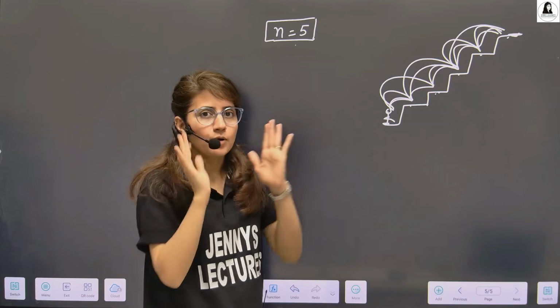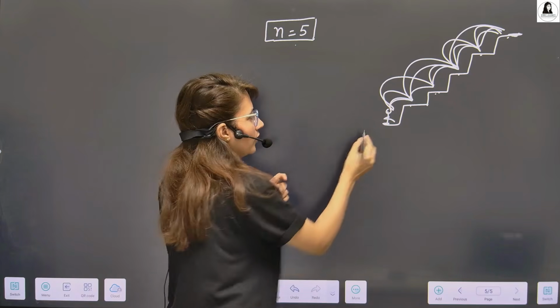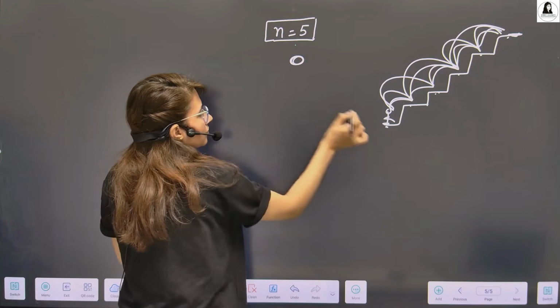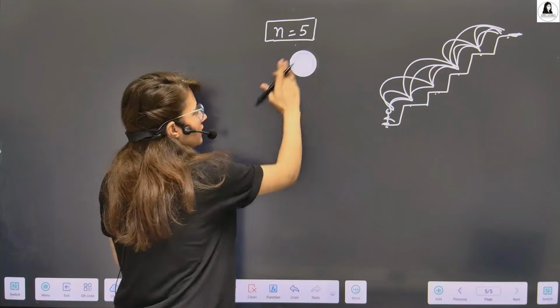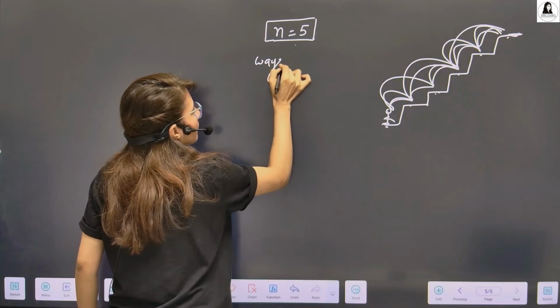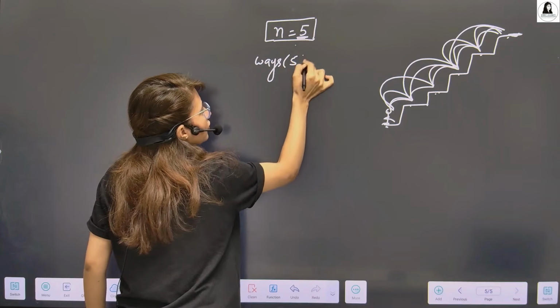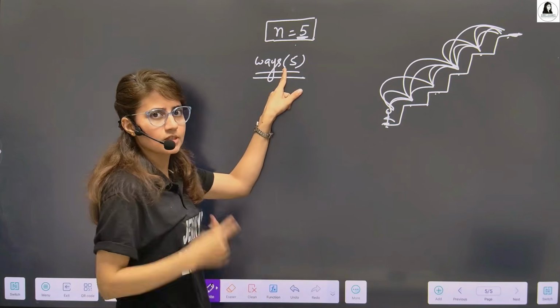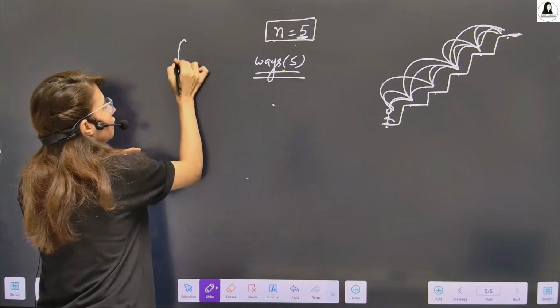See, think about this. Either you can try to solve from here, like suppose we are at 0, or let's start from here. So let's start with the number of ways to reach till 5. I'm writing ways of 5, or you can simply write f of 5 also.